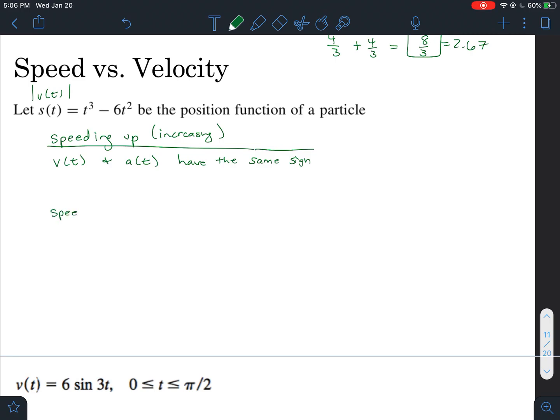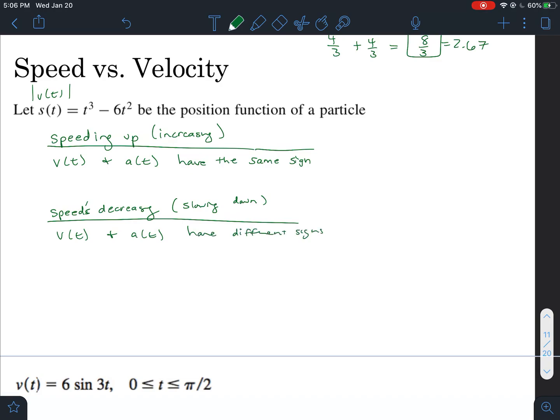A particle's speed is decreasing, so the speed is decreasing or it's slowing down, when the acceleration and velocity are working in different directions. So when velocity and acceleration have different signs. So let's say we just want to look at t equals 3. So at t equals 3, what's happening in this function? Is the particle speeding up or slowing down?